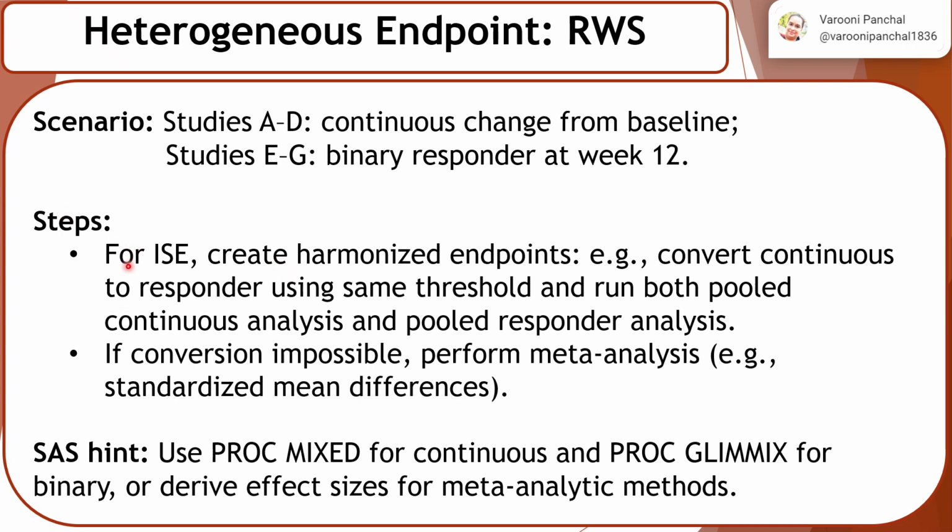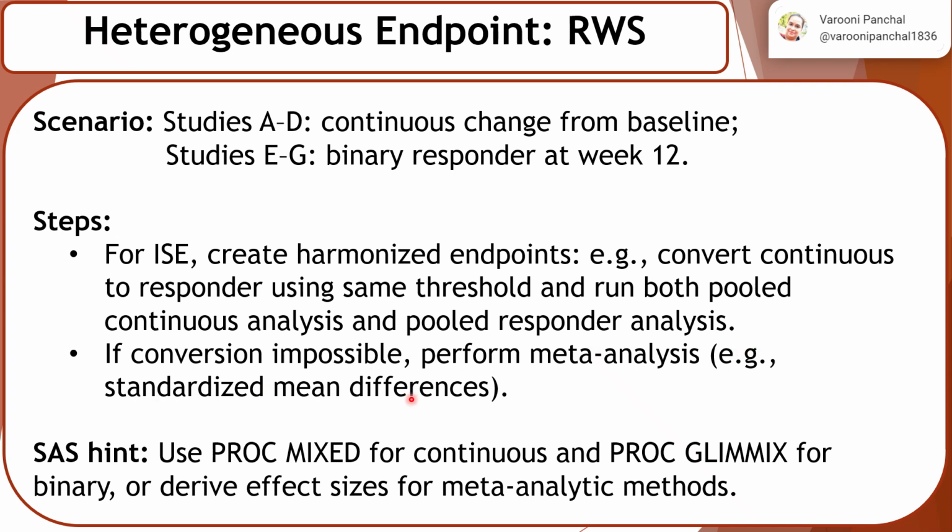So what you need to do is, for ISS study you need to create harmonized endpoints. Say for example, convert continuous to responder. Like if it is falling under this specific range, you assign that as responder, or if it is falling under this specific range, then you assign it as non-responder. Now all these criteria, only the medical person or a biostatistician or the sponsor will tell you how to convert these heterogeneous endpoints into harmonized endpoints. Then you can run both the pooled continuous analysis and the pooled responder analysis.